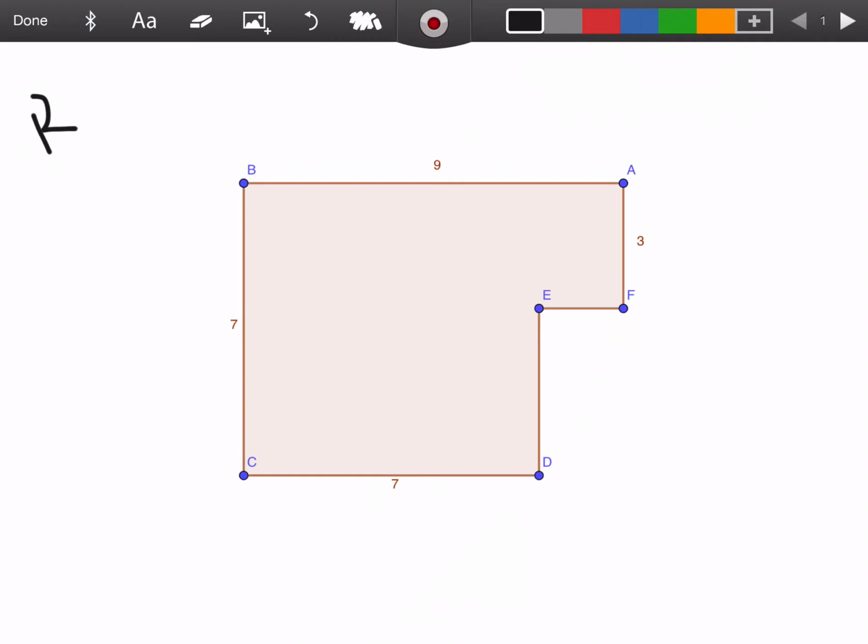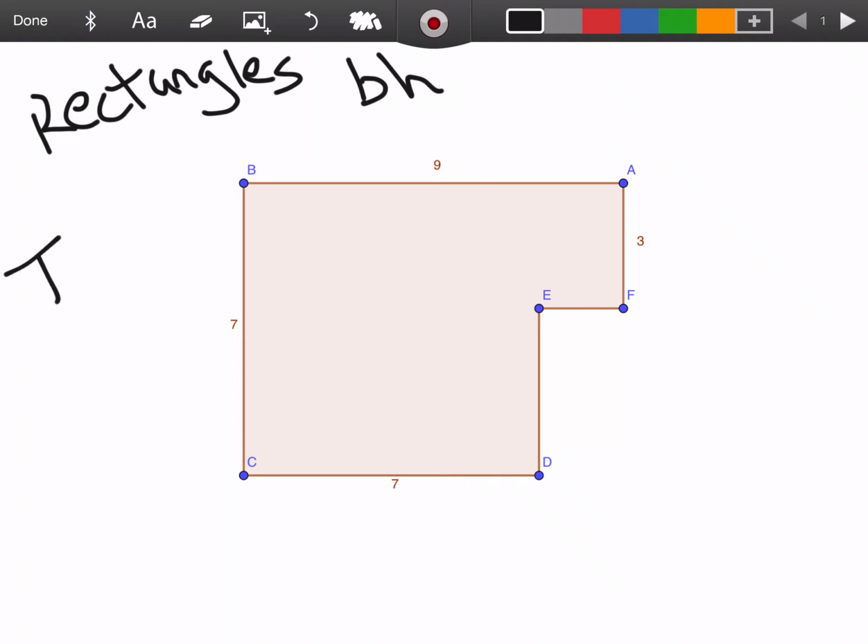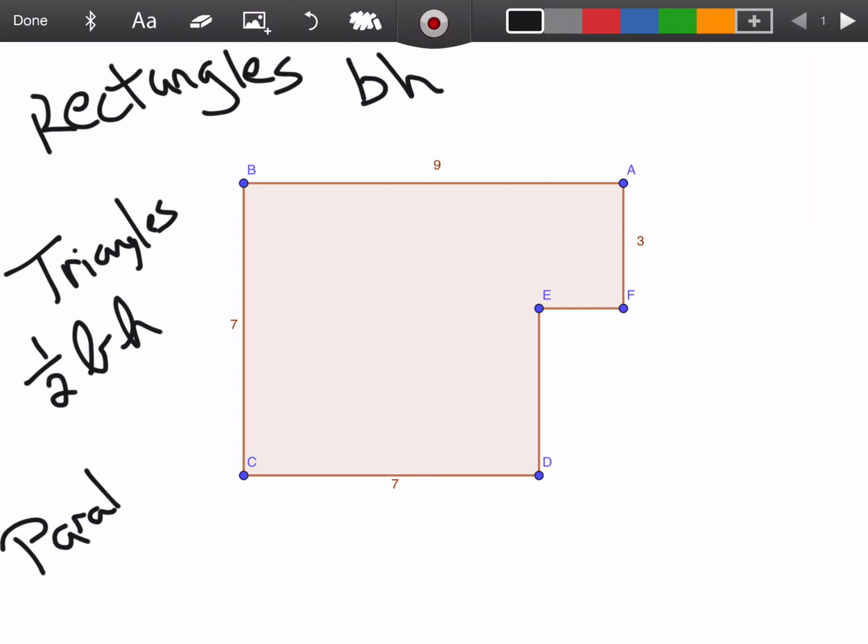Typically we are looking to find shapes like rectangles. And if we find rectangles, remember we could do the base times the height. Or maybe triangles. And we know that triangles are found by doing 1/2 of the base times the height. And sometimes we look for parallelograms. And the parallelograms have an area of base times height. So parallelograms and rectangles really have the same formula to find the area.